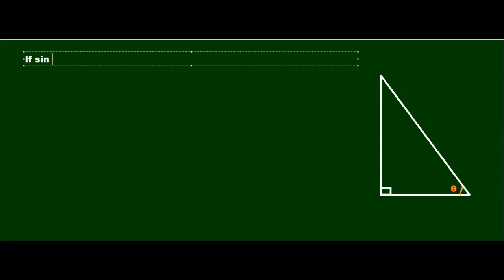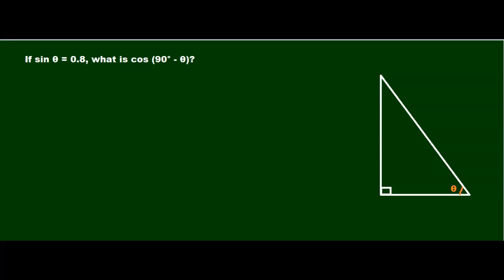If sine theta equals 0.8, what is cosine 90 minus theta? The answer is very simple. If sine theta is 0.8, cosine 90 minus theta is also 0.8. Why? So let's look at the triangle here.